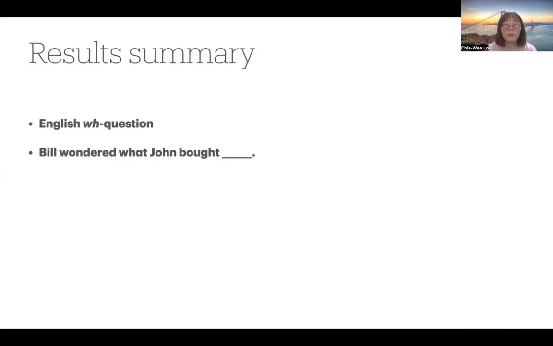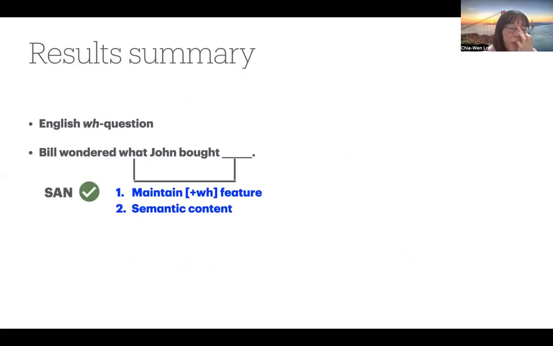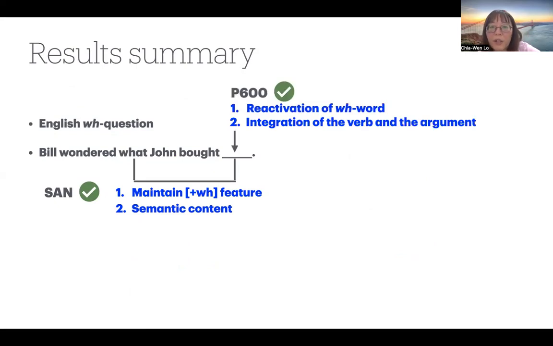So, summary. In English WH questions, yes, we found sustained anterior negativity. It might suggest we need to maintain the WH feature and semantic content. And we also found the P600, which might suggest we need to reactivate the WH word we encountered previously, and also do some integration between the verb and the argument.